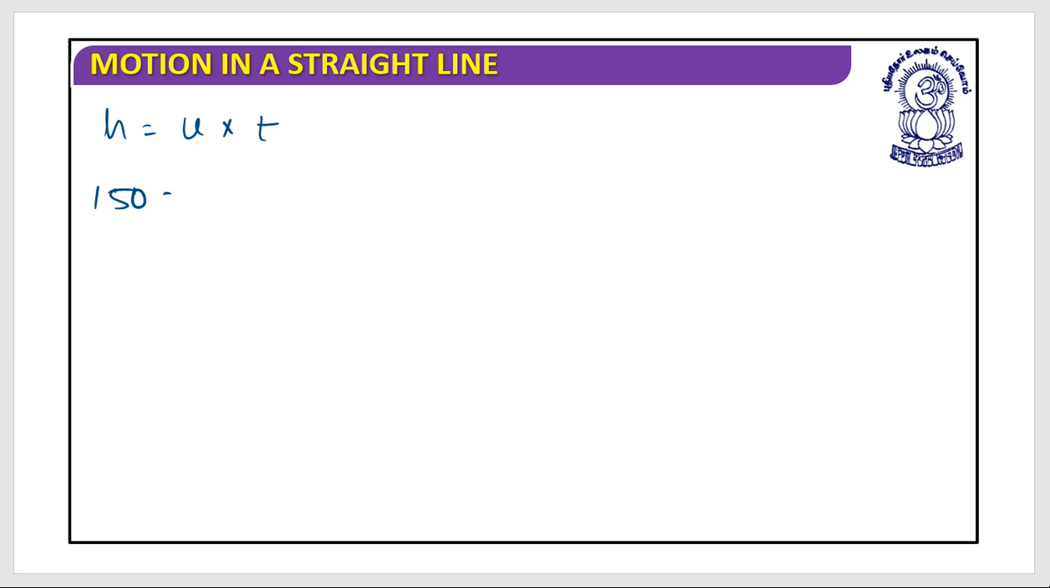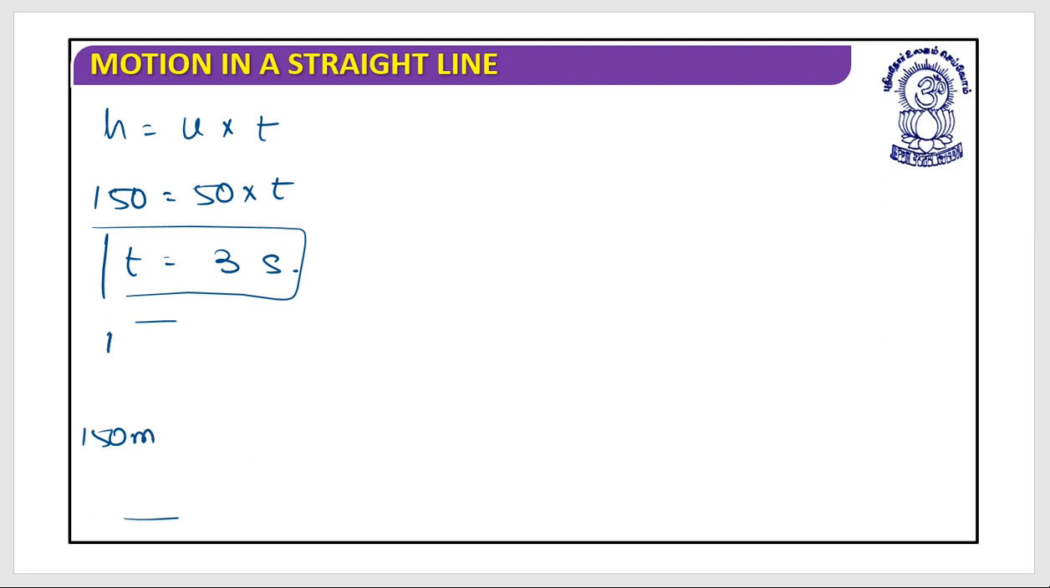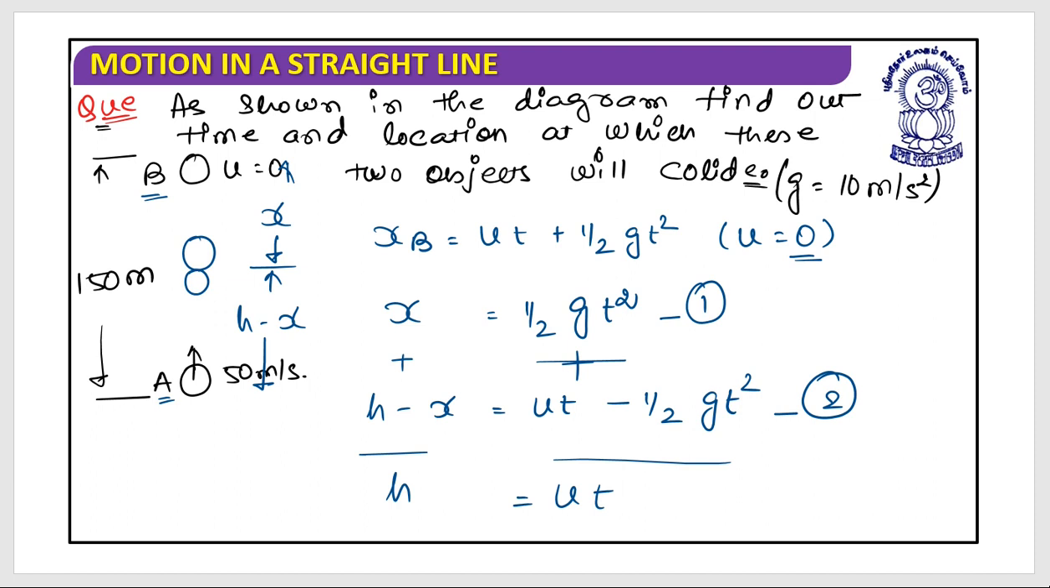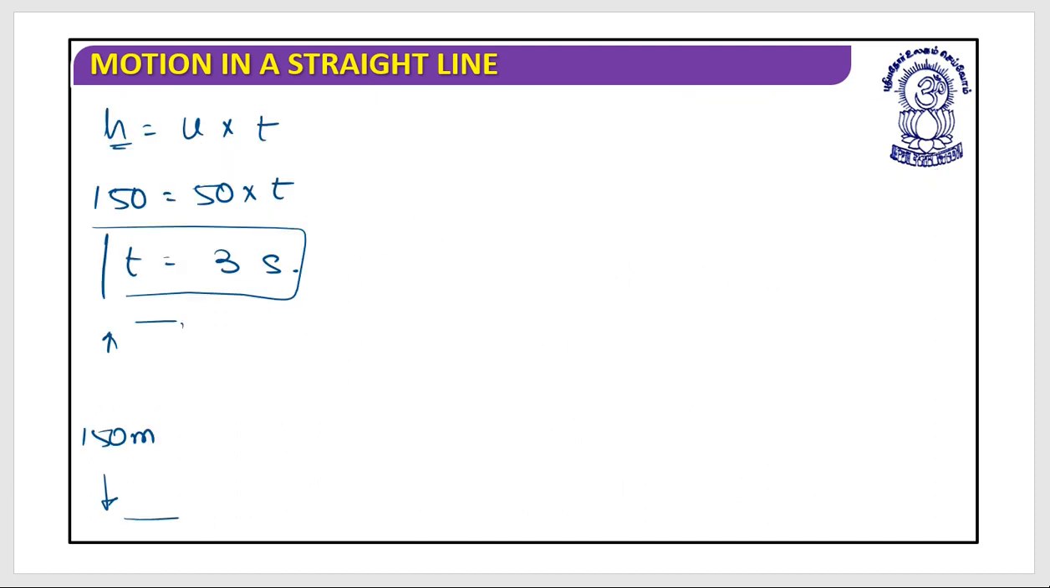My h was 150, u was 50, and t I can find out as 3 seconds. So t is equal to 3 seconds. So this is the situation. This is 150 meter, and I have assumed an h for ball B. This is ball B, this is ball A. They are going to meet somewhere here, and they are going to meet at 3 seconds.